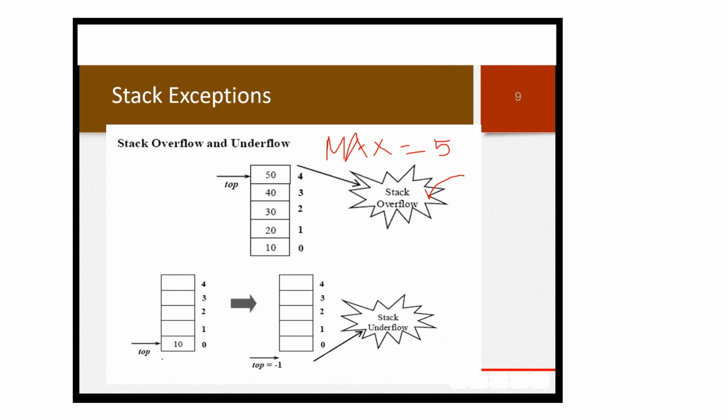And similarly, underflow: when top is pointing to -1, we know that the stack is empty, and it is not feasible to retrieve or pop any element. So we say that it is an underflow.